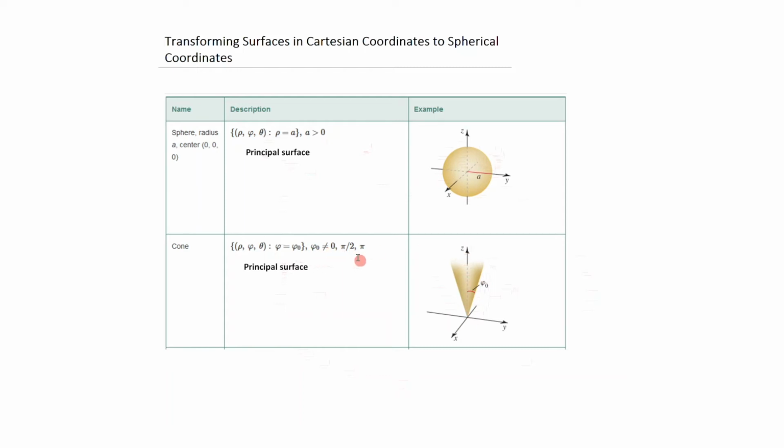If phi naught is equal to pi over 2, you're talking basically about the xy plane. So that would be like saying z equals 0. If it's pi, it would be a line pointing downwards in the negative z direction. This is a principal surface because we're just holding one of the variables constant.